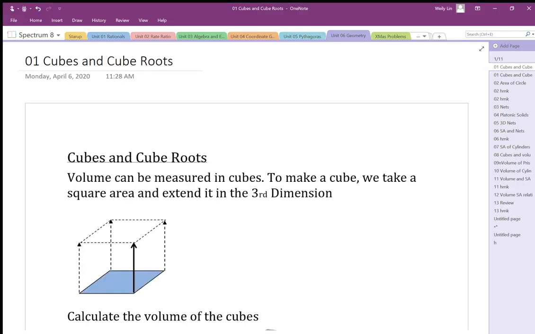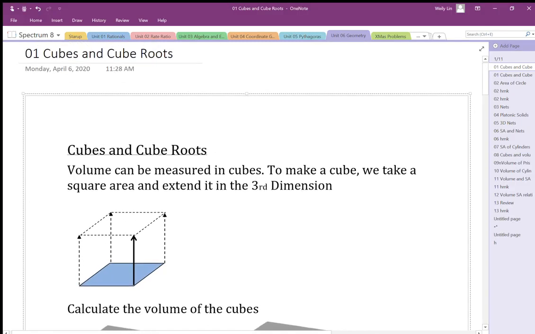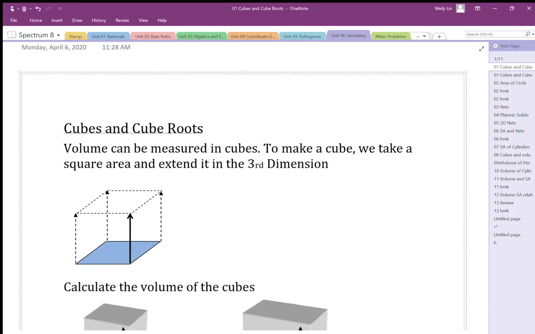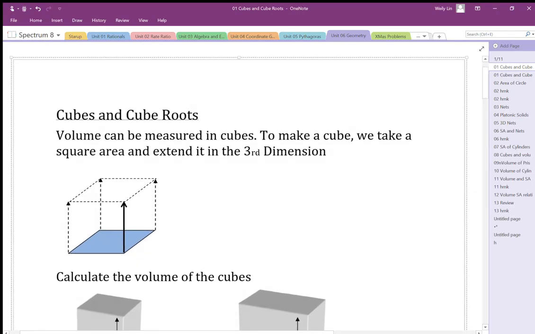We're going to be looking today at cubes and cube roots. So we're starting a new unit. We are basically going to look at taking a cube and cube root of numbers and shapes. So just to start, we want to make sure we understand what cubes and cube roots are.